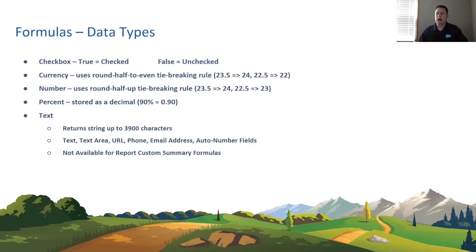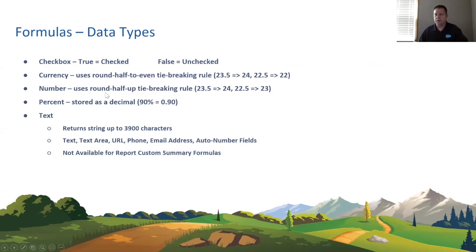So data types. I'm going to hit on some of the points, things that maybe I either didn't know or think are relevant to know as we prepare for the test. You've got checkbox: true is checked, false is unchecked. Currency, this is something I didn't know. Currency uses round half to even, so it always rounds to even with currency. So 23.5 goes to 24, so it goes up. 22.5 rounds down because it's always rounding to even.